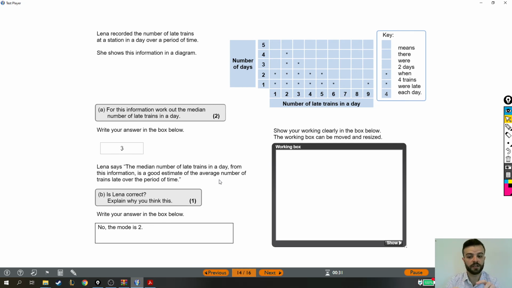Honestly, overall, I don't love that last part of the question, but the first part, hopefully that was okay. You can always find the median, even if it's from a weird diagram that displays the data. Hope that helps. On to the next one.